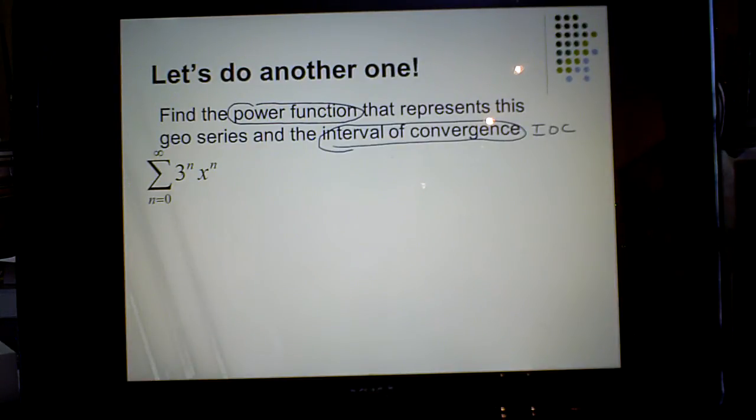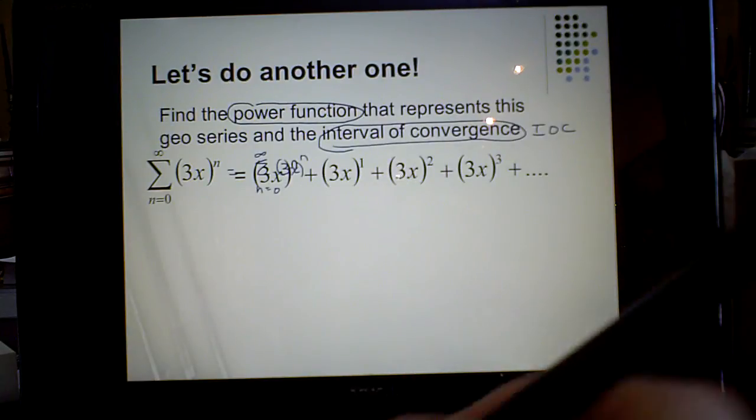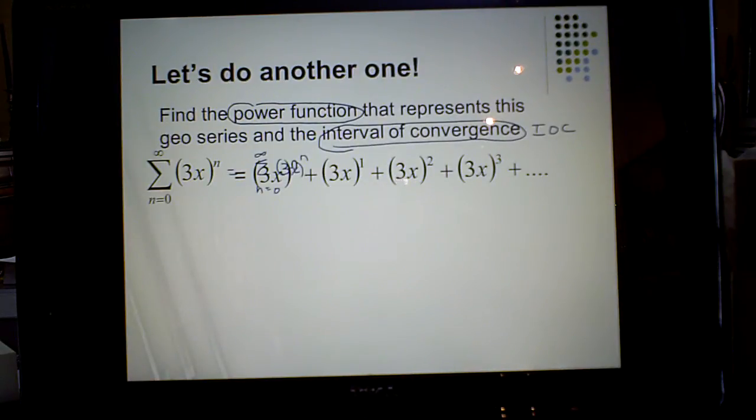So this is a geometric series, right? And I'm just going to rewrite it so that it looks a little bit more familiar to me. I only do this because your book presents it like this sometimes. So I write it like that. I forgot that I wrote this down. Let me erase my writing.